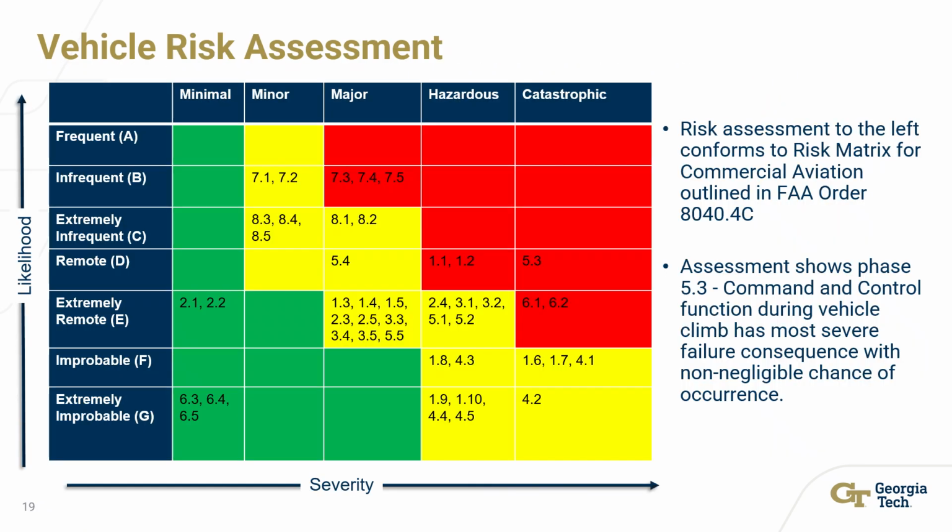The vehicle risk assessment combines the hazards and their severities and likelihoods developed in the FHA, aligned with the risk matrix for commercial aviation in FAA Order 8040.4C. Notably, there is a slight tendency for hazards during the takeoff and landing phases to be more severe due to the criticality and reduced aircraft performance in those phases of flight. The exception is 5.3, loss of air data sensor, which corresponds to the command and control function during a climb, assessed as catastrophic and remote.